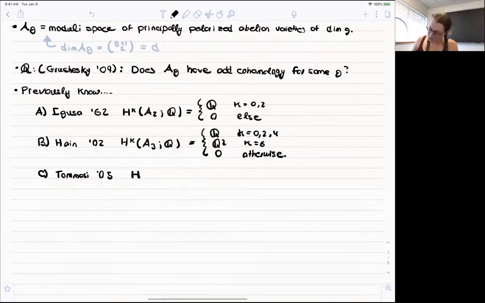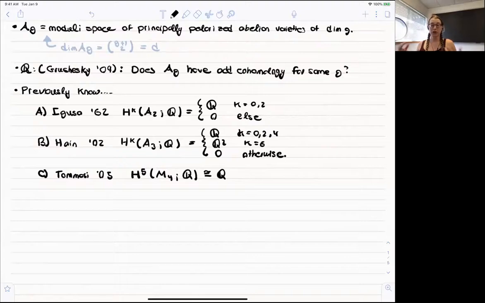That H5 of M4 with rational coefficients is in fact non-zero and isomorphic to Q. So, not the moduli space of abelian varieties, but instead looking at the moduli space of genus 4 curves, Tomasi was able to show that there is a non-trivial odd cohomology class for M4. And in fact, this was the first known odd cohomology class for M_g or A_g.